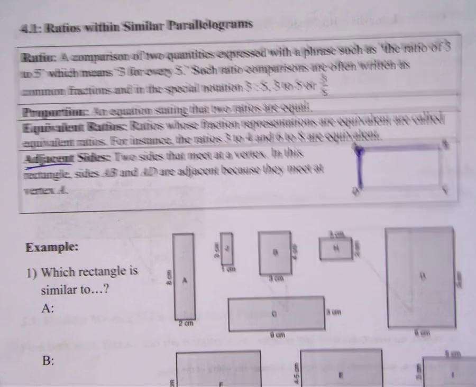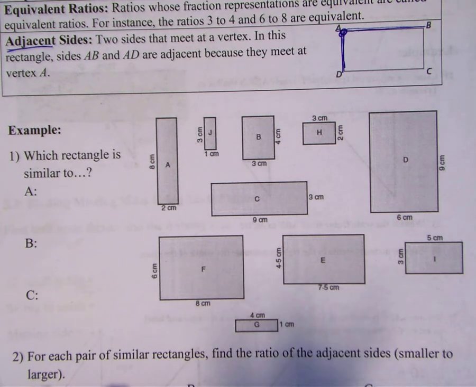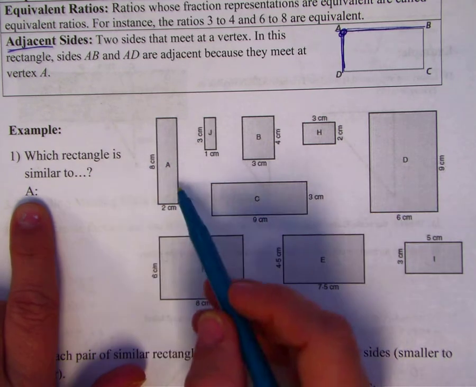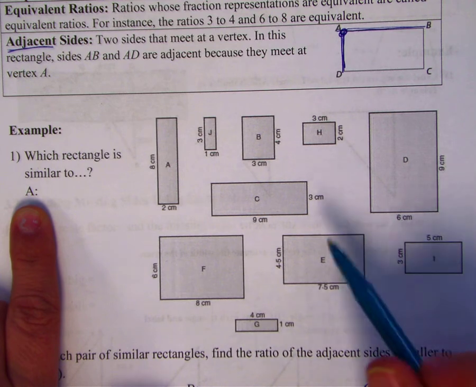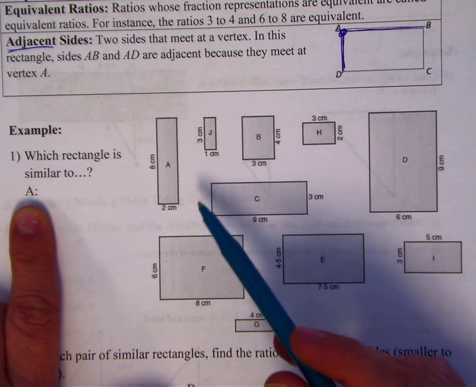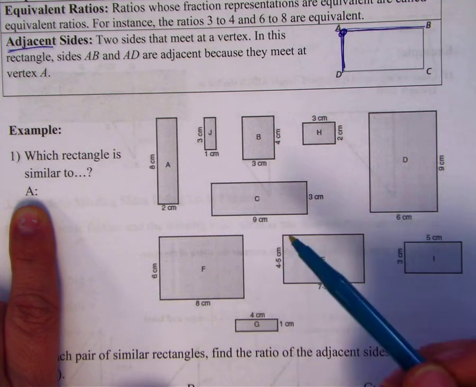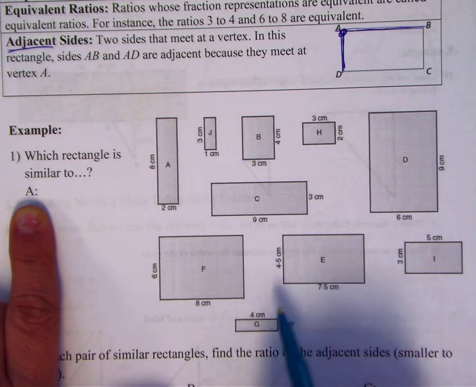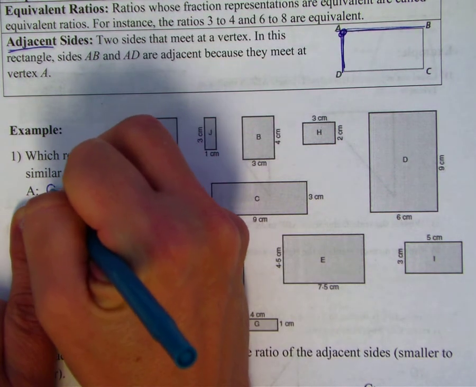First of all though, we have a bunch of rectangles here. We want to identify which ones are similar to one another. Right now a lot of them look similar. If I look specifically at A, I notice A has the sides of 8 and 2. As I look around, I'm trying to find scale factors, something where I'm multiplying both of those by, for example, 2 or dividing by 2. And then I notice G. In G, the 8 becomes 4, which is half of 8, and the 2 becomes 1, which is half of 2. So A is similar to G.